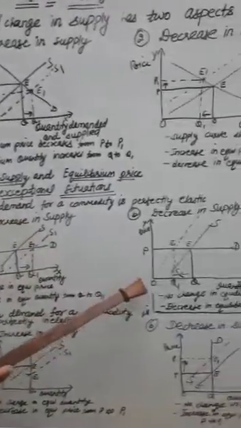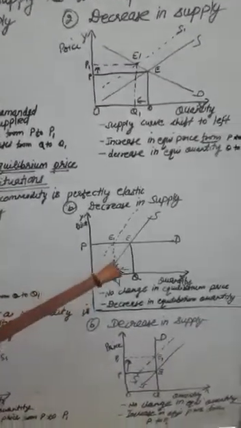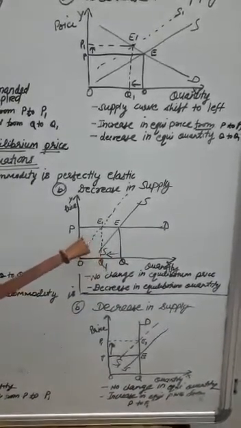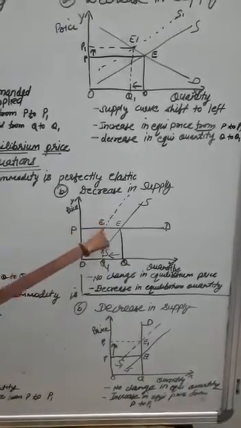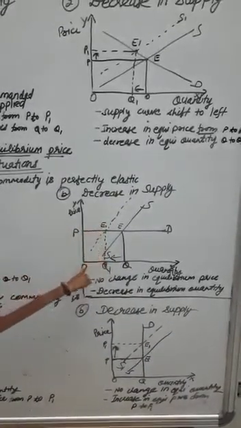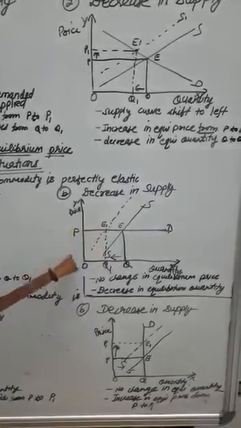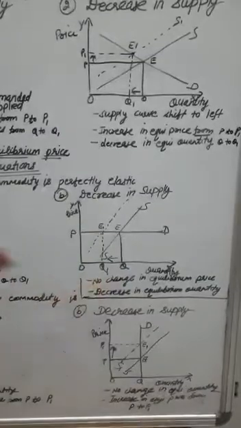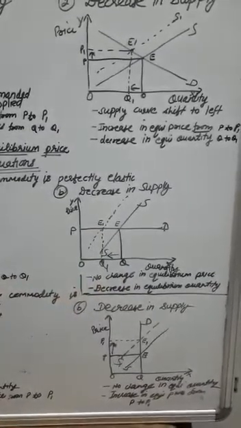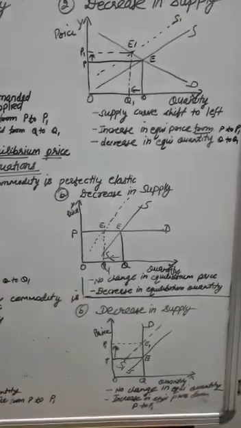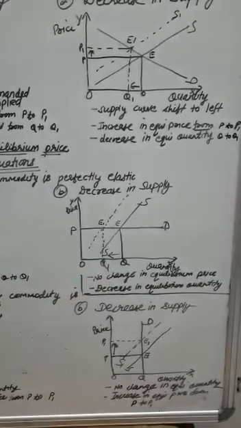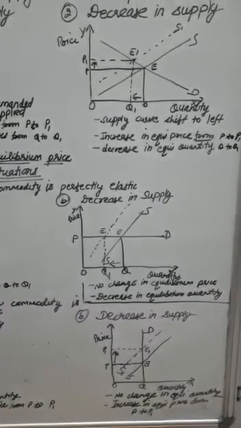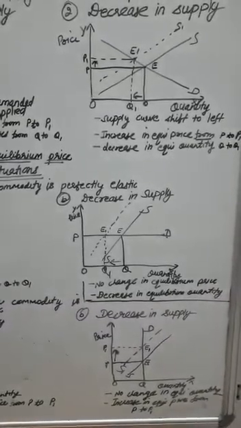Same is the case in case of decrease in supply. When supply decreases from S to S1, supply curve shifts to leftward side. New equilibrium is struck at E1. There is no change in equilibrium price, but supply decreases, so there is decrease in equilibrium quantity. So it is clear, increase or decrease in supply of a commodity does not cause any change in its price in case demand for a commodity is perfectly elastic.